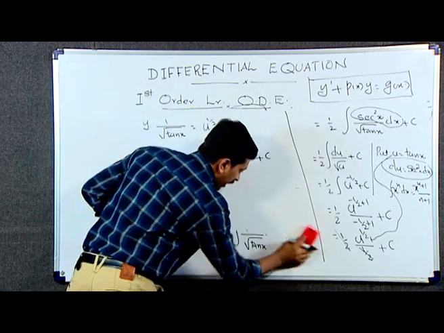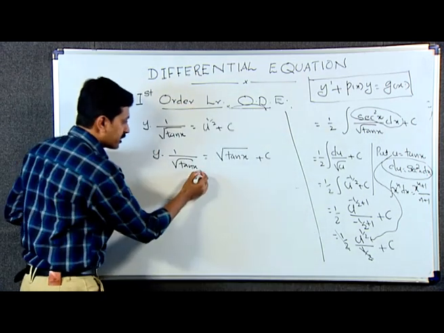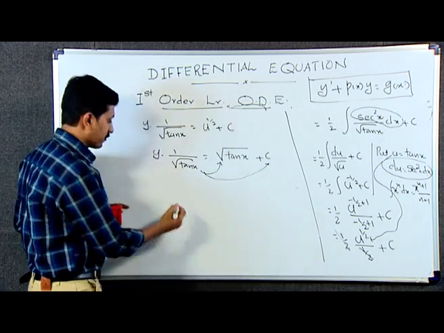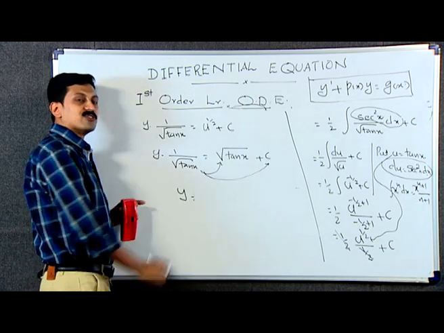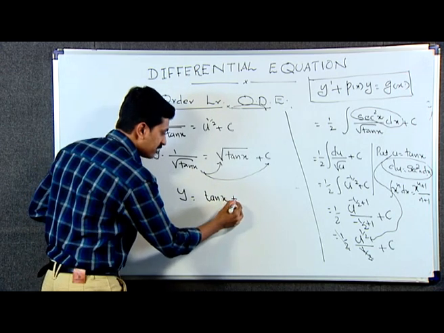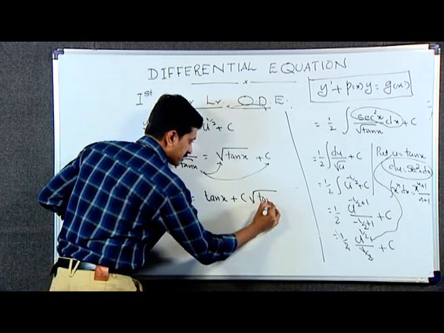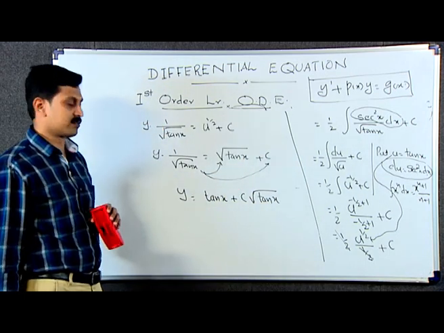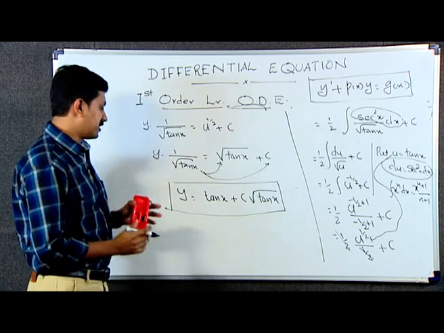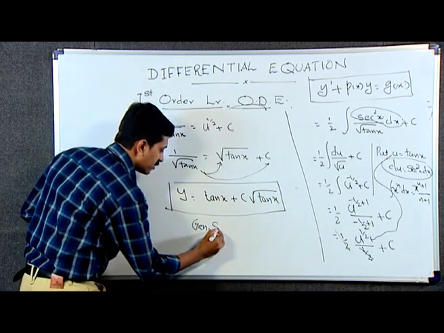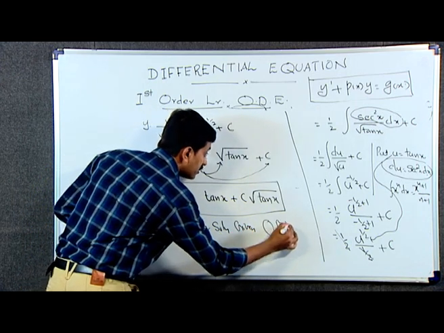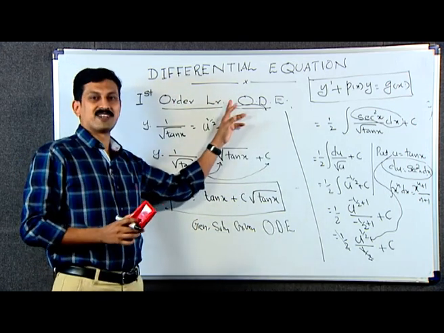We can rewrite one more time. Taking this root tan x to the other side, we have to multiply both sides by root tan x. Therefore, y is equal to root of tan x into root of tan x, which is tan x, plus c into square root of tan x. And now our task is over. This is the general solution of the given ordinary differential equation, which is a linear ordinary differential equation.